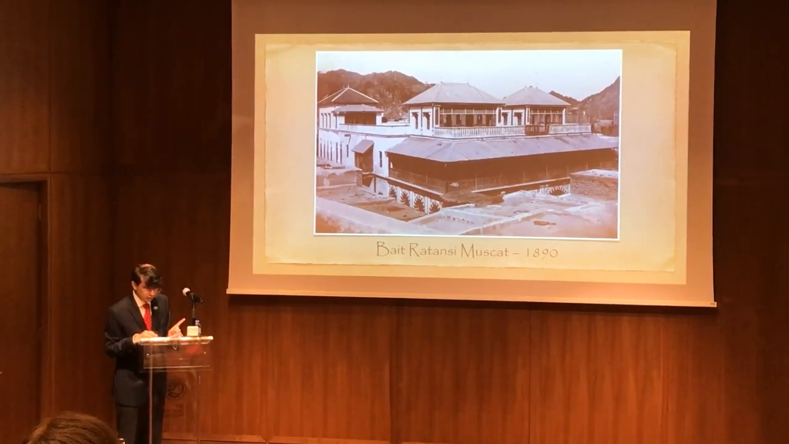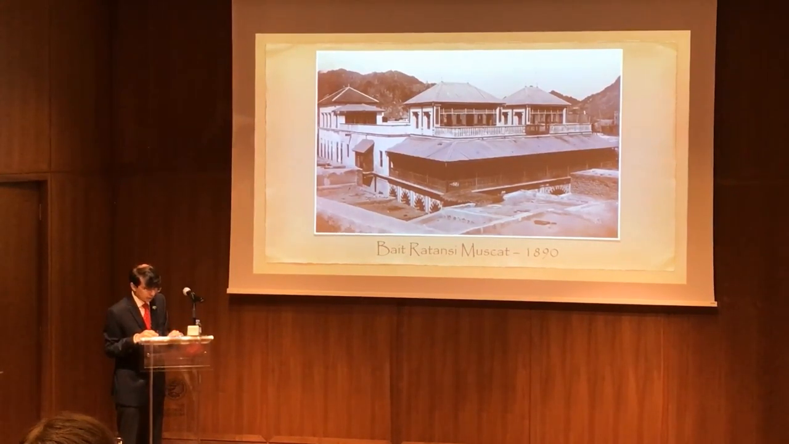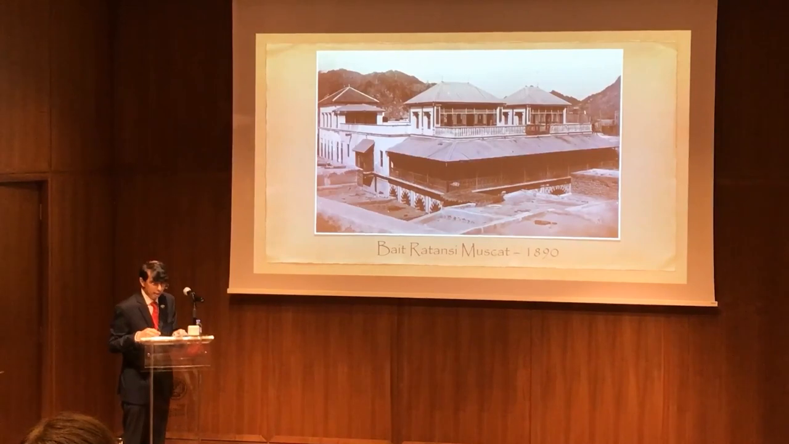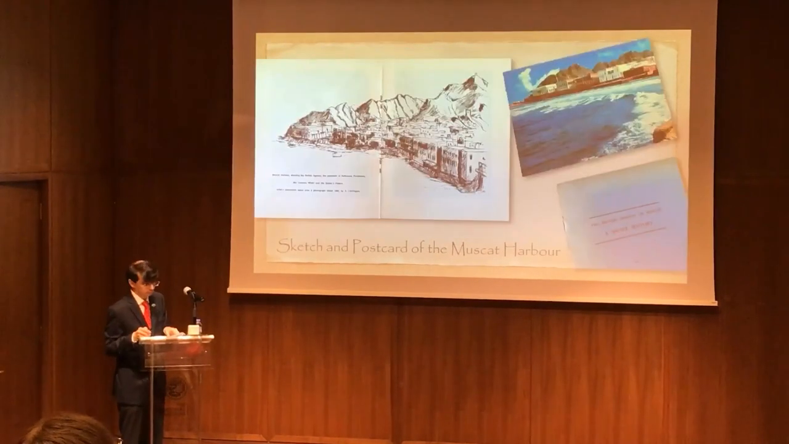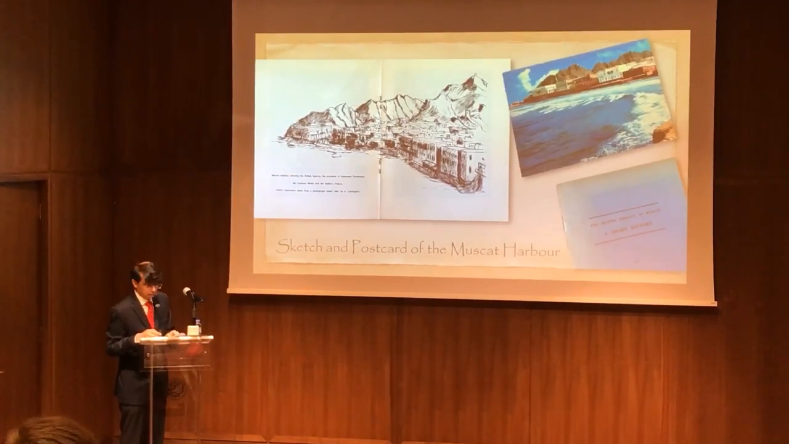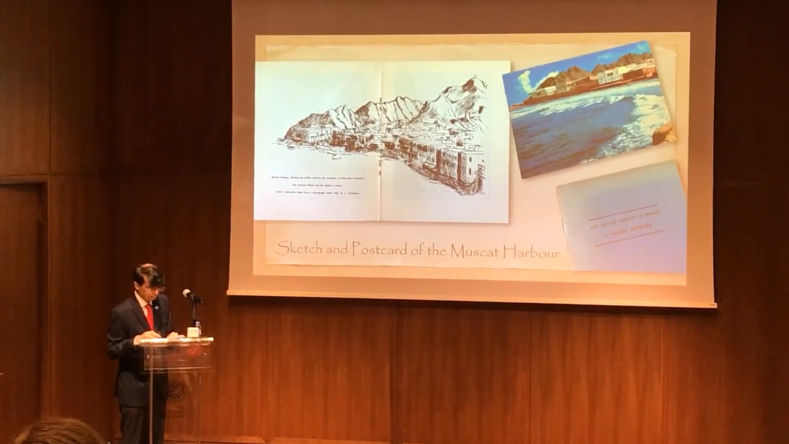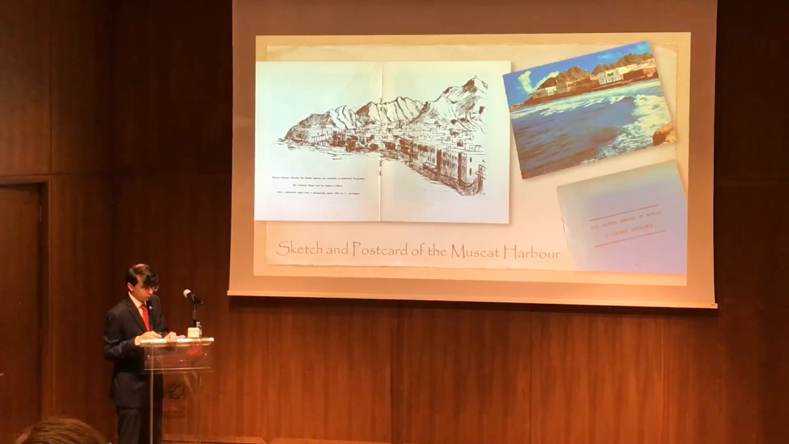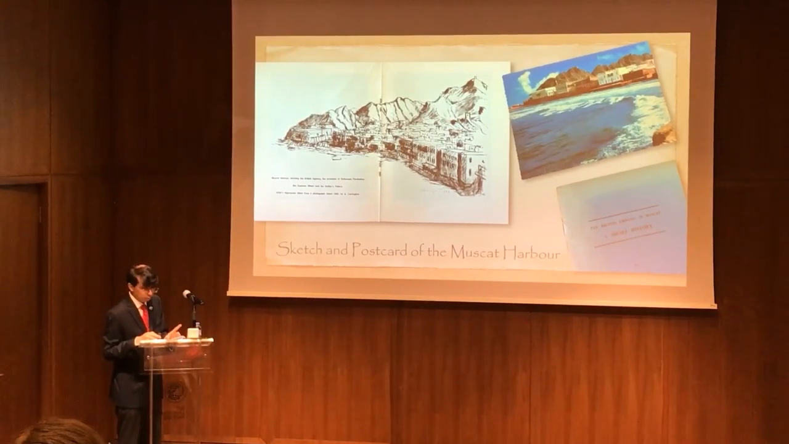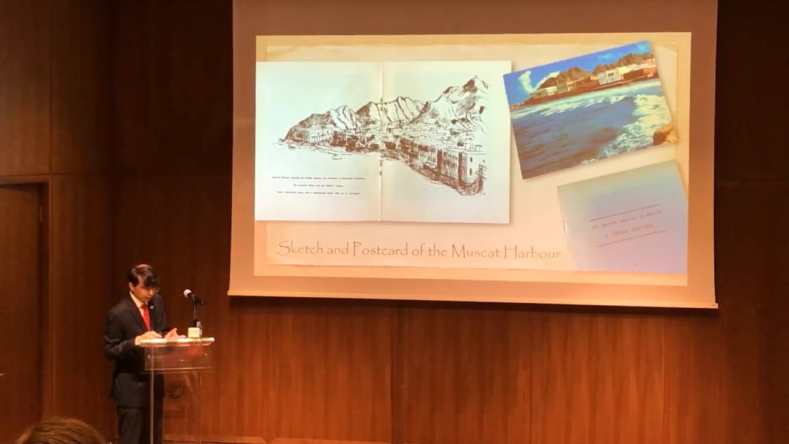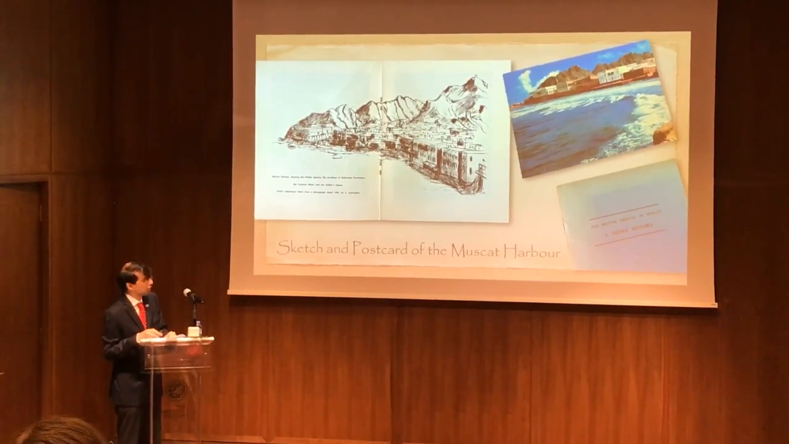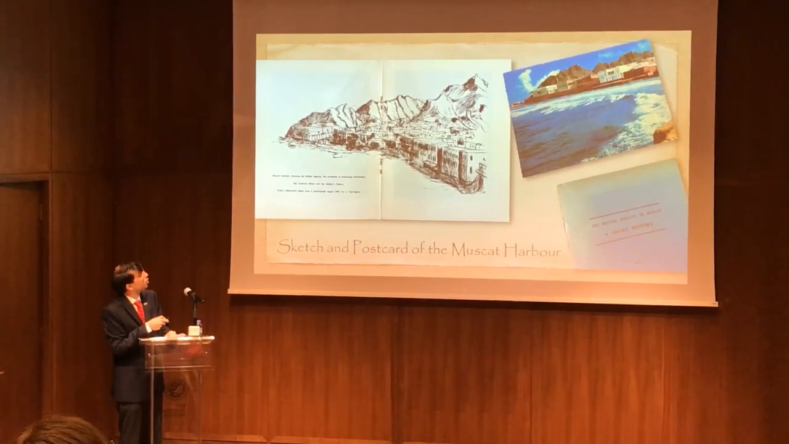Ratan Sen lived in Muscat, where he built Beit Ratan Sen. It was a magnificent office and residential complex close to the palace. A sketch of the Muscat harbour from the book by Ruth Hawley, wife of the British ambassador. This sketch and postcard show one of the premises of Ratan Sen adjacent to the British political agency on the Muscat waterfront. I believe this was the one.